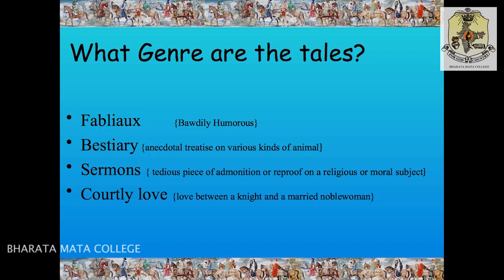Now, I said there are 24 tales. We're not going into detail with all the tales. We're basically dealing with the characterization. So there are 4 genres in which these tales form. First one is fabliaux. Fabliaux deals with bawdy humor, adulterous humor. So we have a few characters who come up with such tales. Next, we have bestiary. Bestiary, as the name suggests, deals with animals, where animals play a very important role. Sermons.